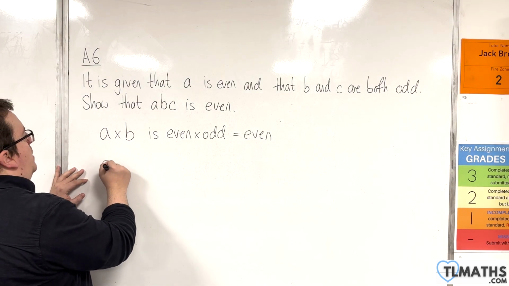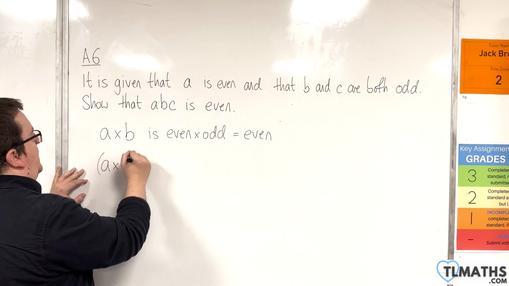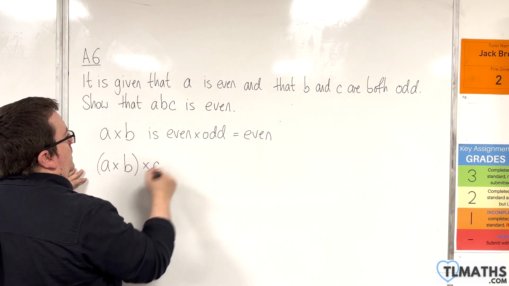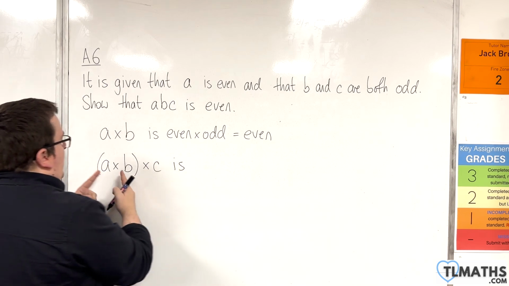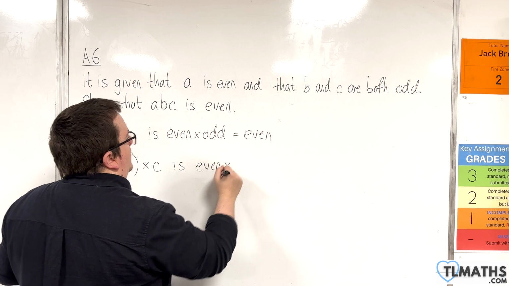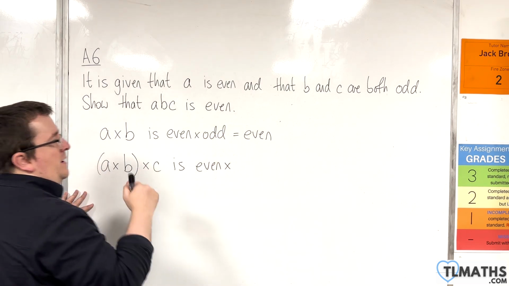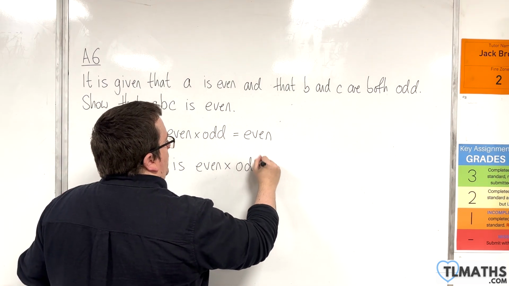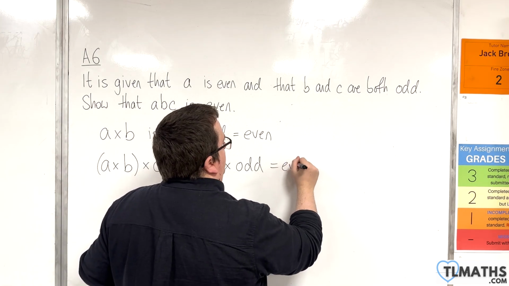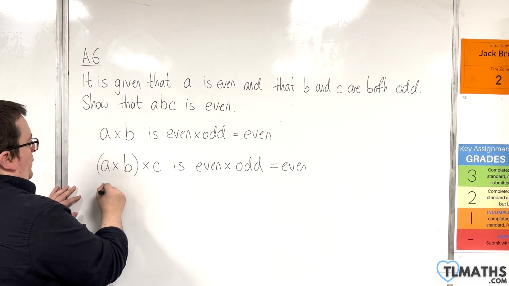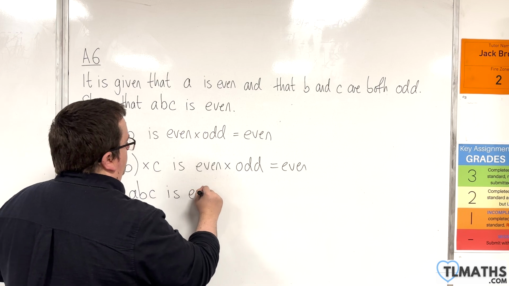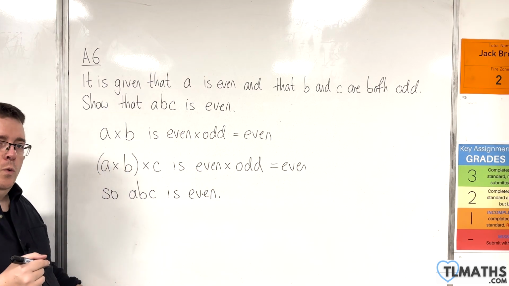We're then multiplying A times B by C. Now that is an even number. A times B is even. And C is an odd number. So we have even times odd again, and so we know that that is even. So ABC is even, as was required.